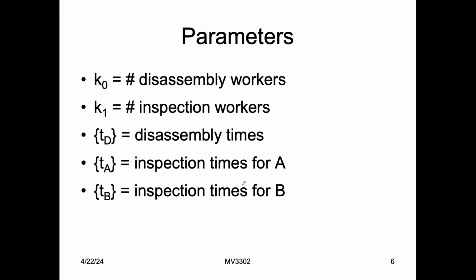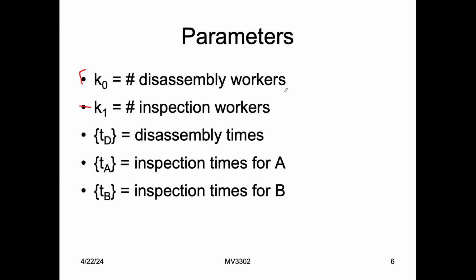Okay, so let's look at parameters that we would need for this. Now here we have two different types of workers. So in a way, this is almost like a tandem queue, but it's got a little twist to it. The twist is that for every customer at the first station, there are now two customers going to the second station, and they're two different types of things. Okay, so we have a certain number of disassembly workers and a certain number of inspection workers, and you can't cross tasks.